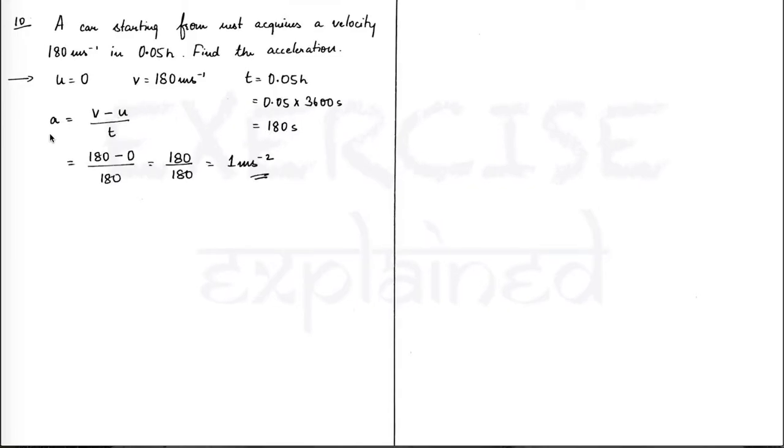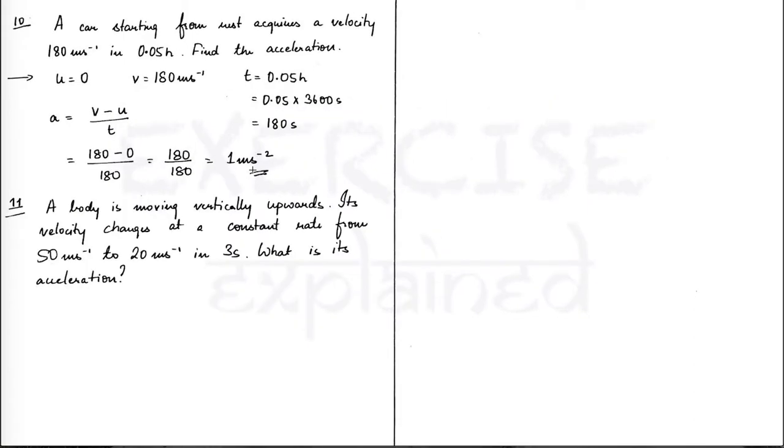Now I would be using a is equal to v minus u by t formula, that is acceleration is equal to final velocity minus initial velocity divided by time. So I just substitute the values, that is final velocity as 180, initial velocity as 0 and time as 180. So we get it as 180 divided by 180, everything cancels. So we get acceleration as 1 meter per second square.